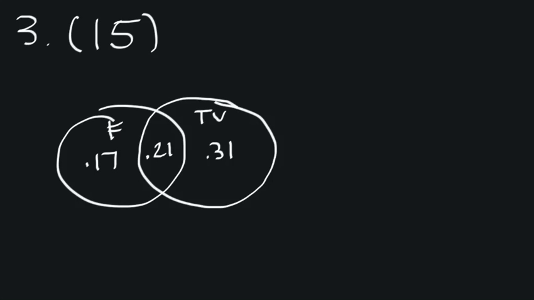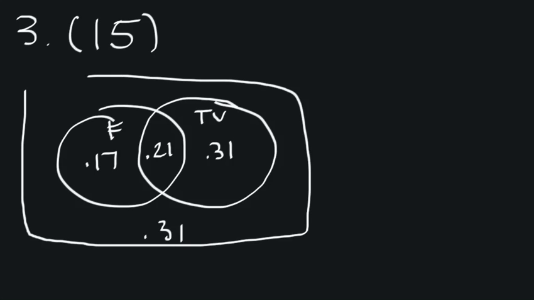So now, what's outside of these circles? Just to finish it. Yeah, if you add all this together, 0.17 plus 0.21 plus 0.31, and you subtract that number from 1, you get the outside part, which looks like that.